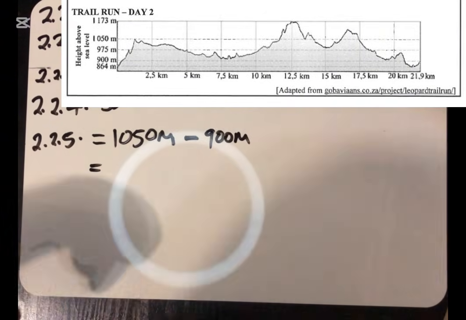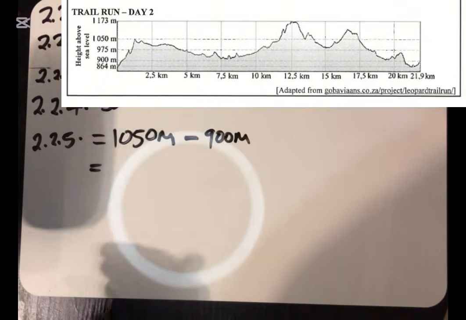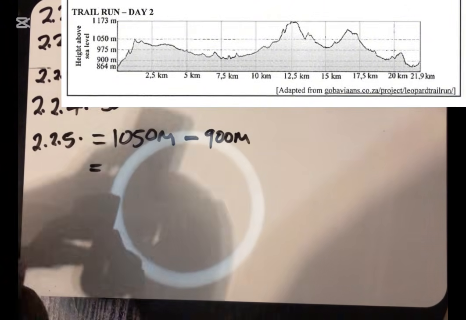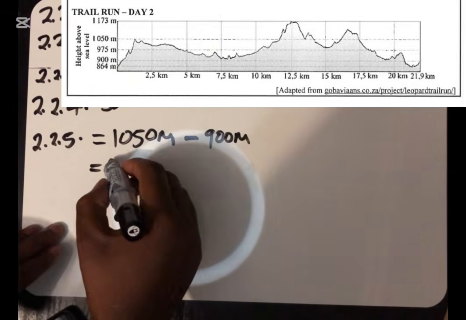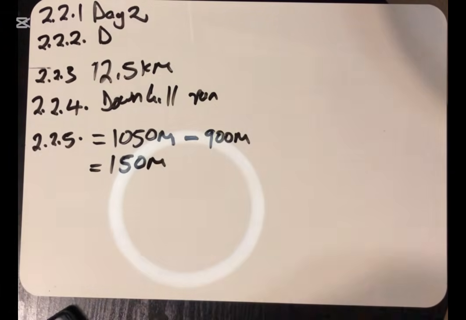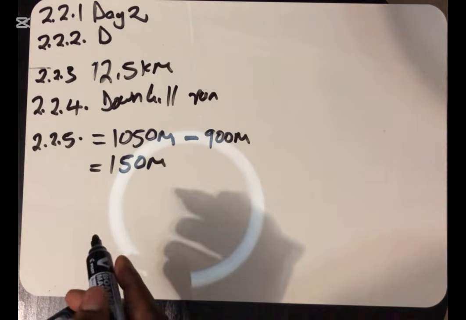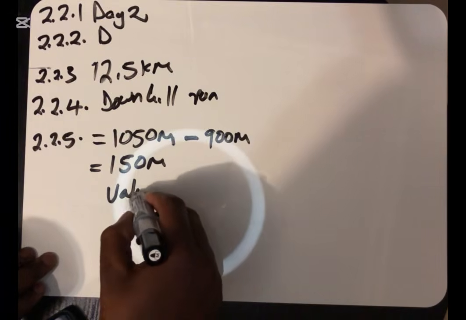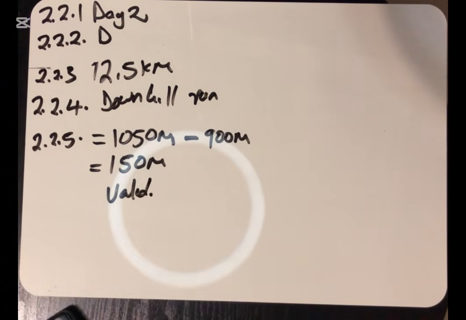Let's see this difference. 1050 minus 900 is 150 meters. The difference here is 150 meters. And he said that he had moved more than 100 meters closer, and he has moved 150 meters closer. So we can see that this is a valid statement. And then we end here.